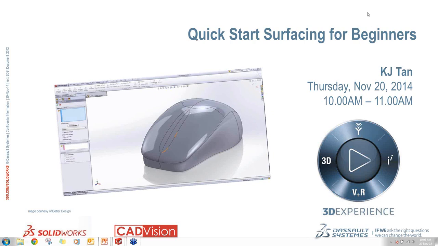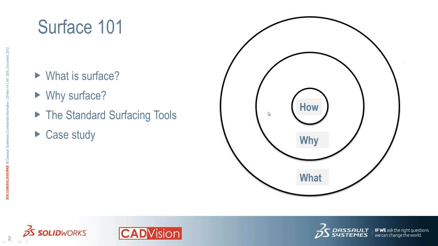In this webinar, the topic covered will be only three main things: what, why, and how. So before we continue further, let us ask ourselves, what is surface? Why do we need to use surface? And lastly, how do we create this surface? All of this will be covered in this session, and there will be one example, or case study, at the end of the session to show the use of surface.